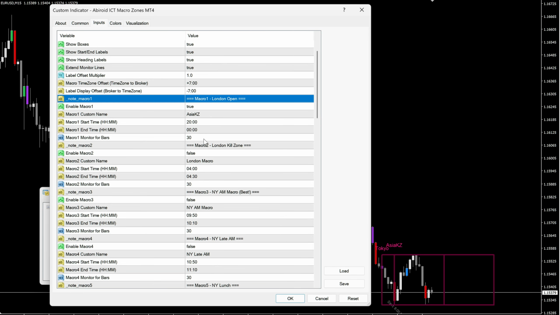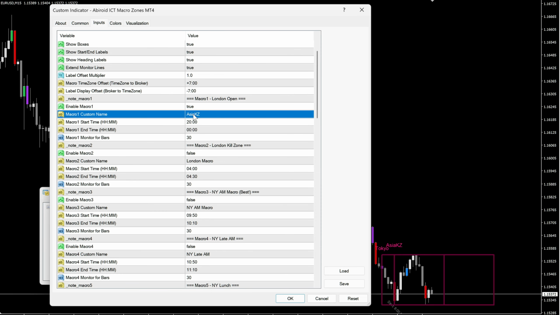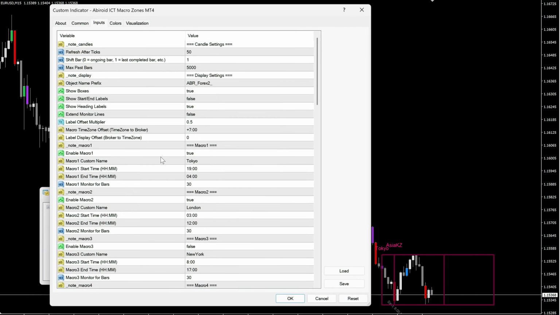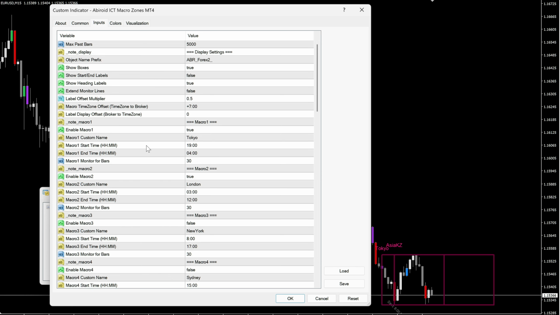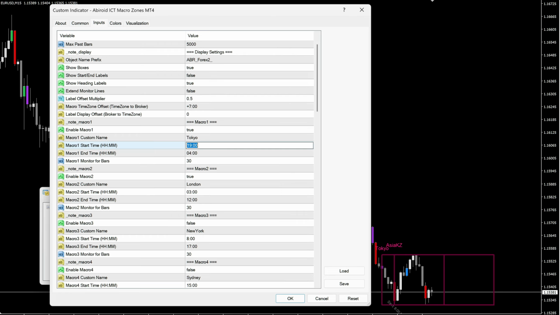You have 6 macros, and in each one you can enable or disable that. You can give it a custom name which will appear over here as its title. You can give it a start and end time. Now the start and end time for most sessions happens during the same day, but something like Tokyo, which is an overnight session, in that case, just be very careful of the exact format that you use.